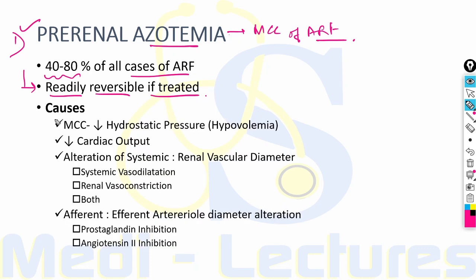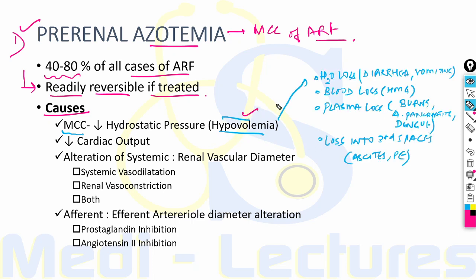When we discuss the causes of prerenal azotemia, any cause which leads to renal hypoperfusion can lead to prerenal azotemia. Taking them one by one, the most common cause is decreased hydrostatic pressure, that is hypovolemia. This hypovolemia can be due to water loss in the form of diarrhea or vomiting, blood loss in the form of hemorrhage, plasma loss due to severe burns or acute pancreatitis or dengue fever, and there can be loss into third spaces, which is ascites, pleural effusion, etc. So, hypovolemia is the most common cause leading to prerenal azotemia.